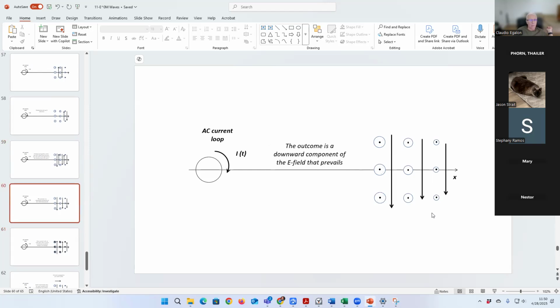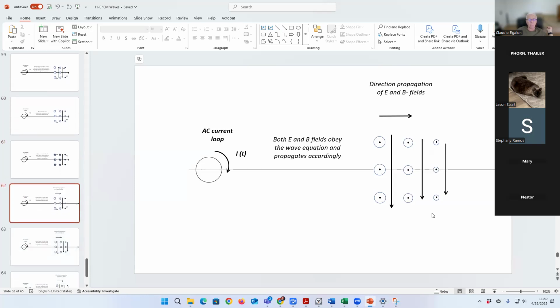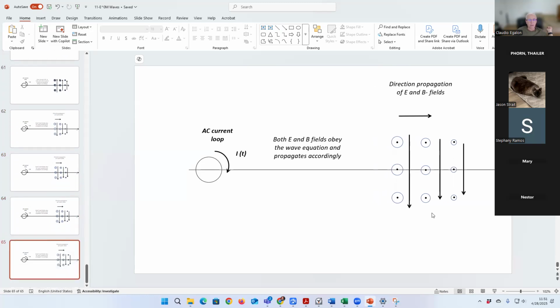Whenever the current loop changes direction, at some instant of time, the magnetic field also changes direction, and the electric field is also going to change direction. And you're going to have this propagation of electric and magnetic fields. Two different types of antennas, okay? Here you go. See the magnetic field propagating, right? I can put more in there.